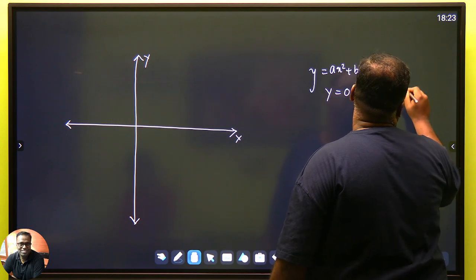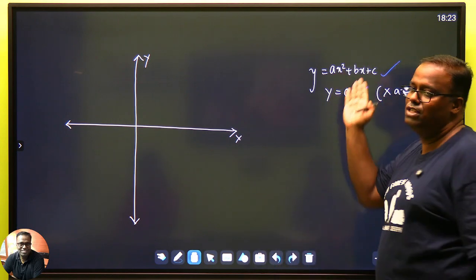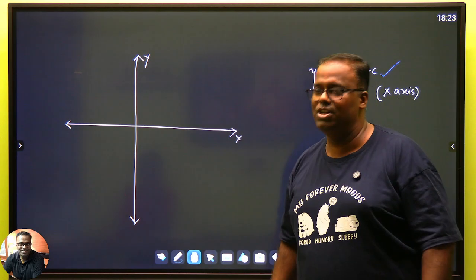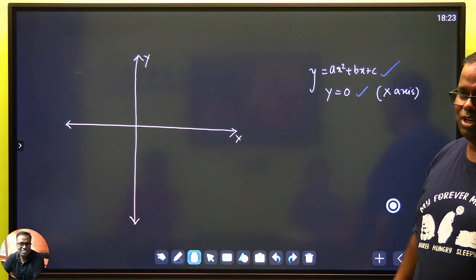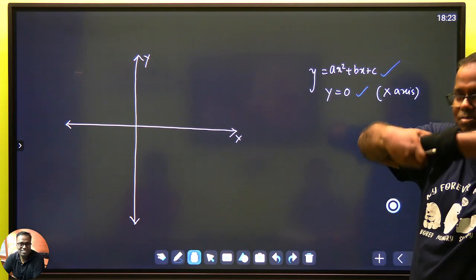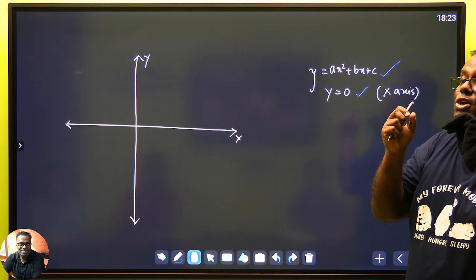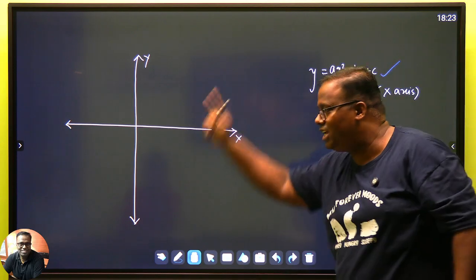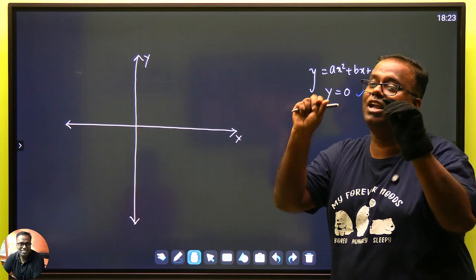This is nothing but the x-axis. The x-axis is fighting with this equation or function, and I have to work out a solution. Solution means what? Handshake. The points where this graph will be shaking hands with the x-axis are actually your solutions.